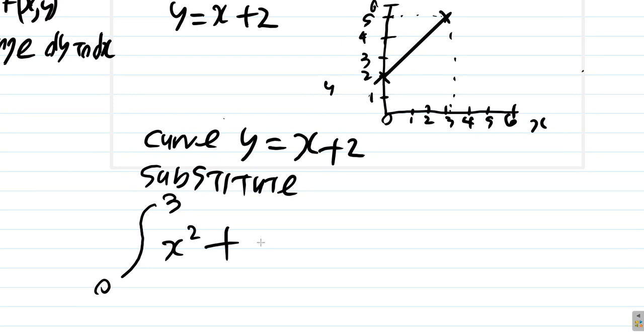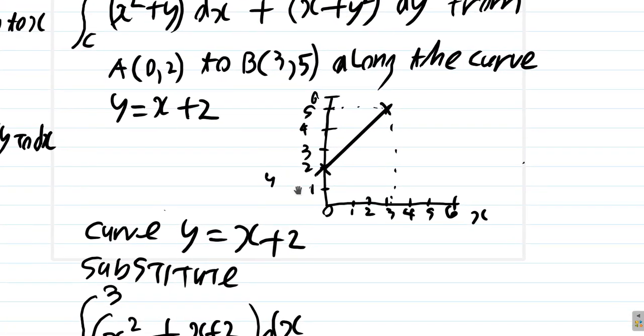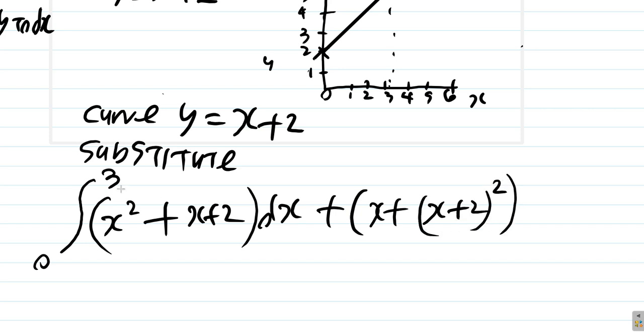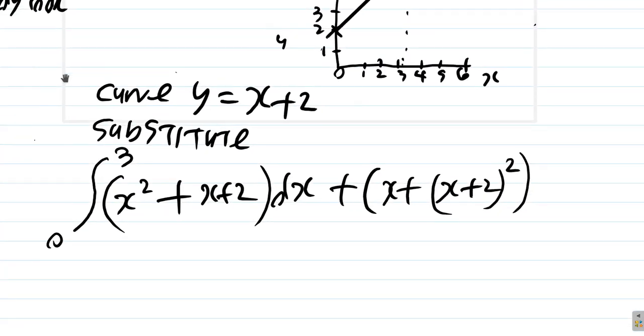You find the integral from x = 0 to x = 3 of x² + y, but y is x + 2, and you only want x's, so it's x² + x + 2 dx. Alright, plus, let's see, x + y², but the thing is you don't want any y's, you want only x. So y is x + 2, so y² is (x + 2)² dy.